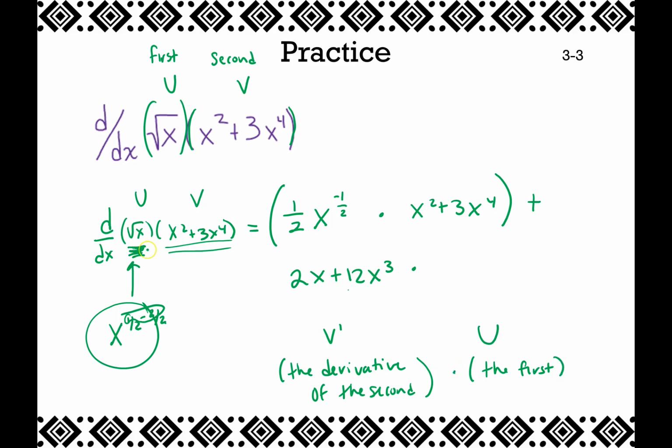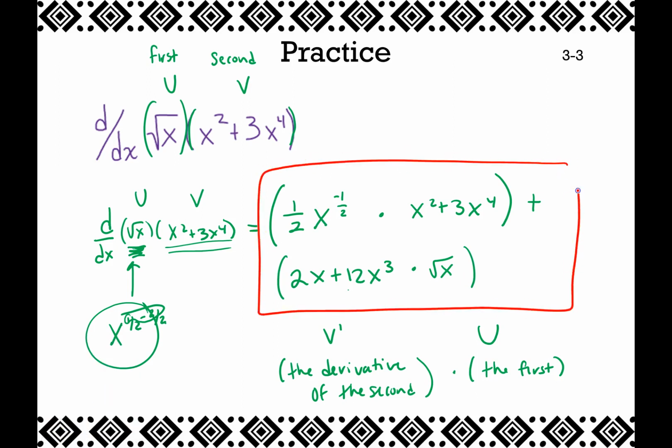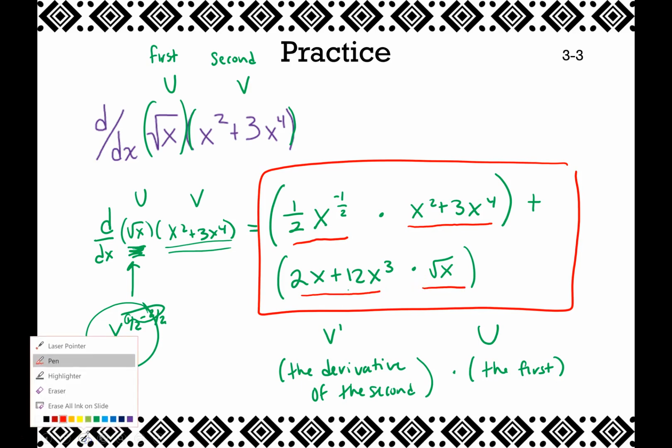Okay, in this case, what's our first? It will be square root of x. So this is it. This is our answer. We are done. Here it is right here. So we've got the derivative of our first times our second, plus the derivative of our second times the first. Or if you want to use the other method, you could certainly say u prime v plus v prime u.